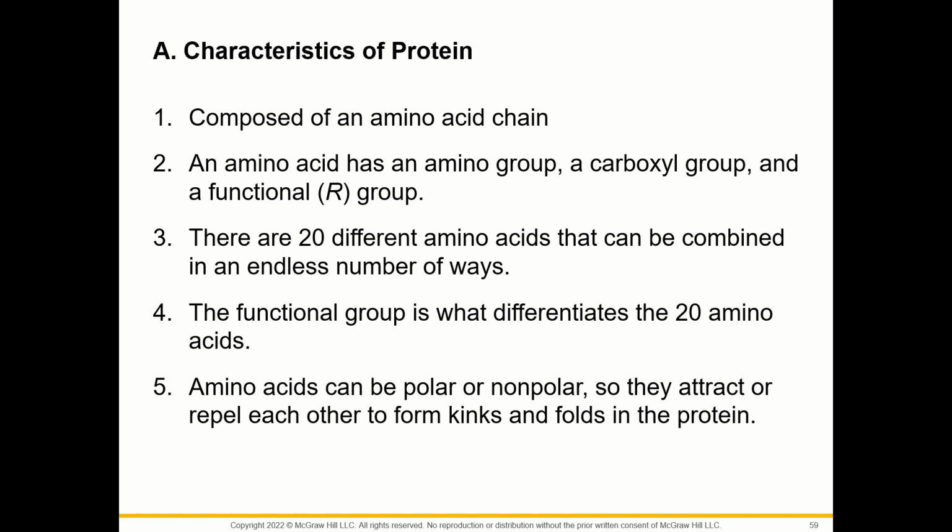features. And so there are 20 different amino acids that can be combined in an endless number of ways. Just like our alphabet has 26 letters and we can do an endless amount of words with that, 20 amino acids can make an endless amount of words. And so the functional group, as I mentioned, is what differentiates those 20 amino acids. It's indicated by the R.